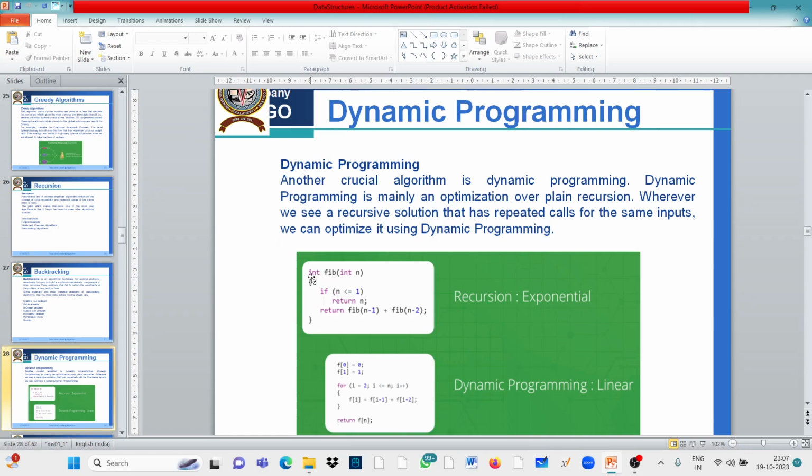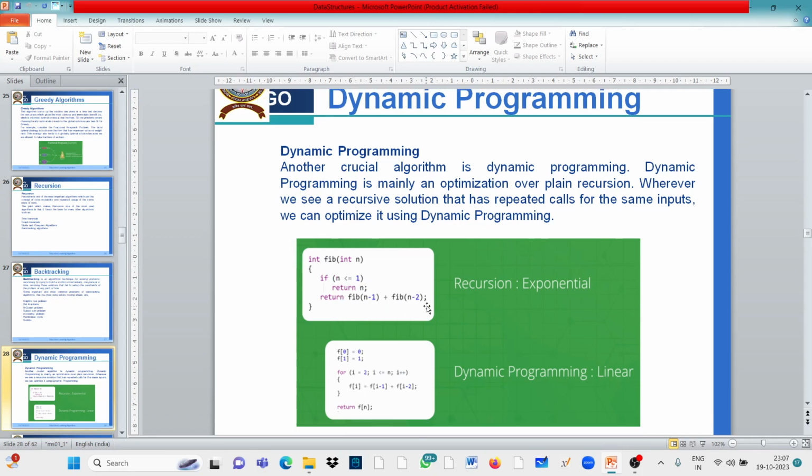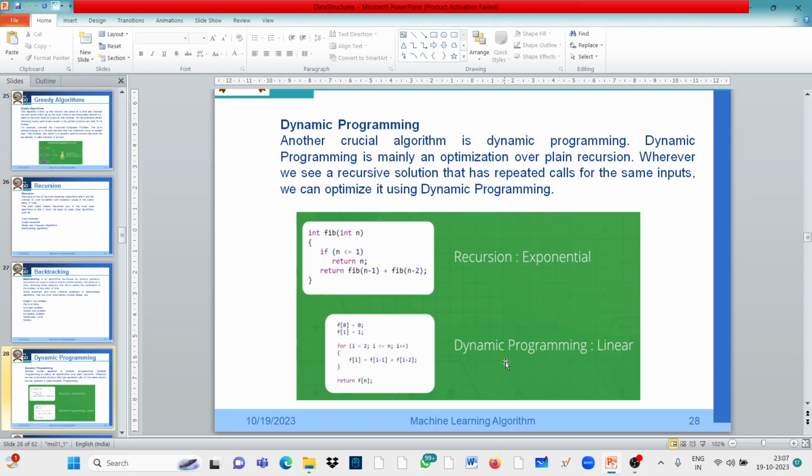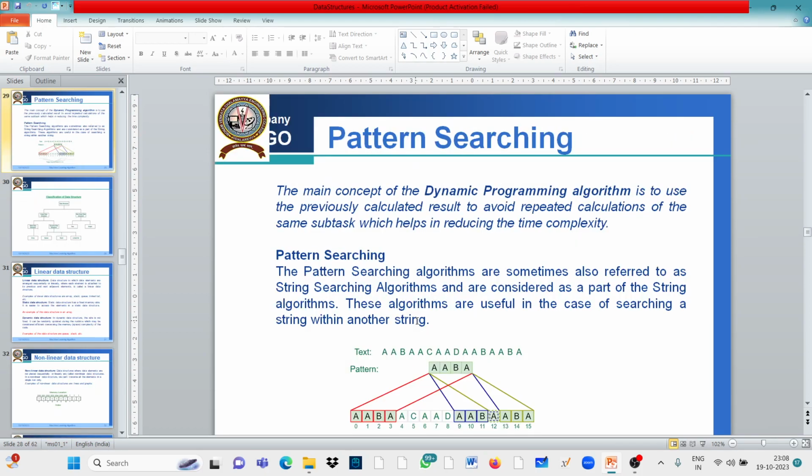Some Fibonacci you are using here, integer fib, integer n. If n less than equal to 1, then return n, then return fib of n minus 1 plus fib of n minus 2, all things you are using. But here while the same thing you are using the dynamic programming at a linear search. So you are using f of 0 is equal to 0, f of 1 is equal to 1. For i is equal to 2, i less than equal to n, i plus plus. So f of i is equal to f of i minus 1 plus f of i minus 2, return f of n. So at a time we are not calling it again and again. Okay. So this is the difference of this dynamic programming.